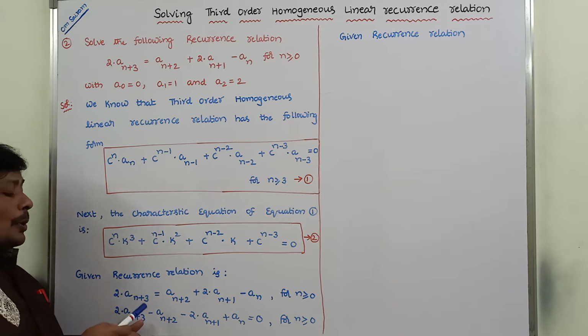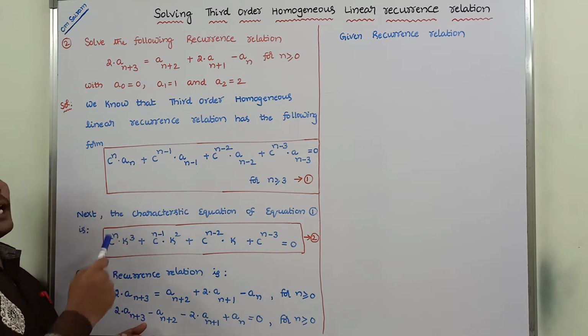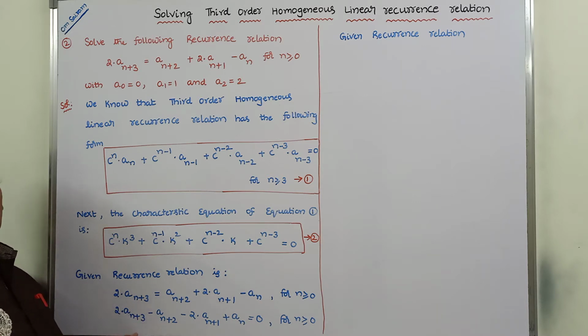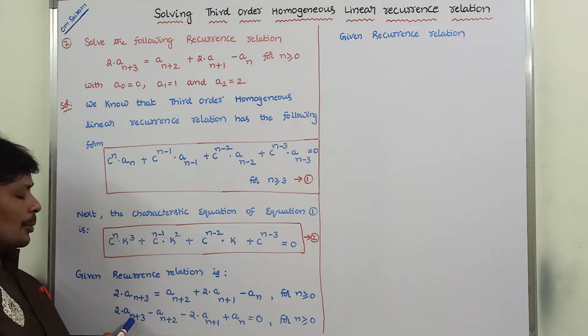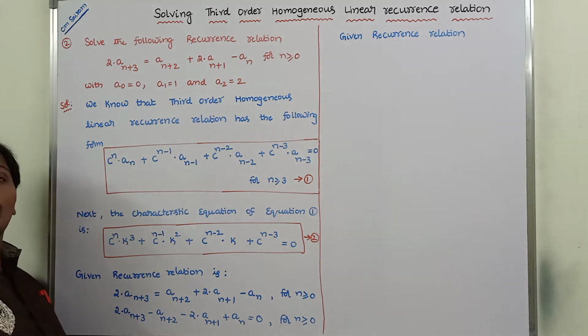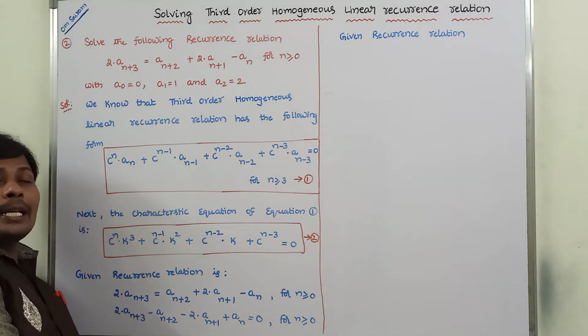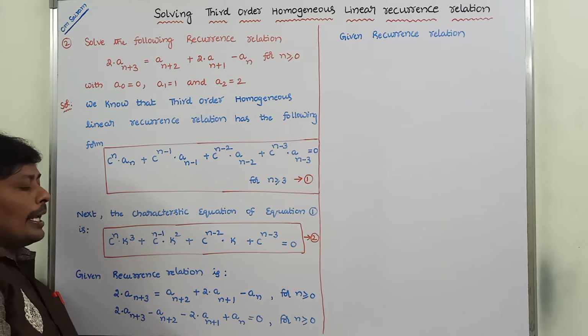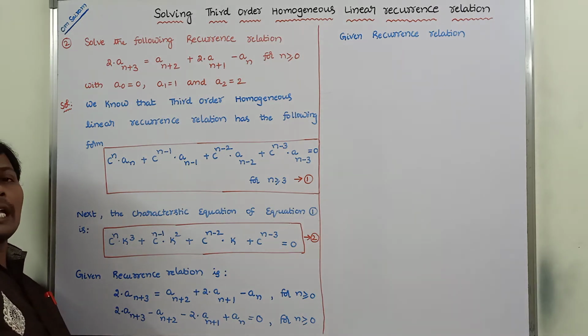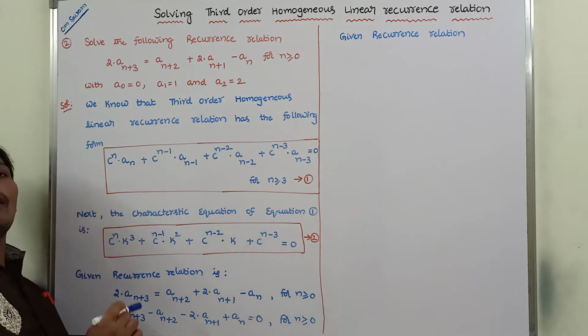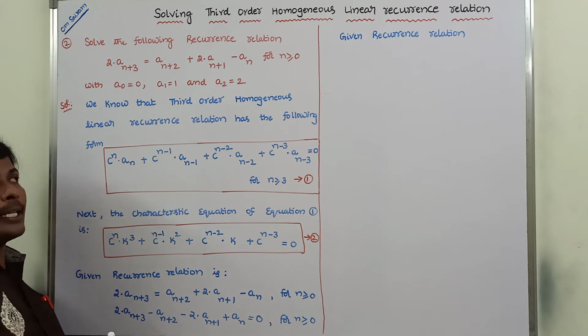So to convert this given recurrence relation into the general form of the third order linear homogeneous recurrence relation, first we have to substitute n is equal to n minus 3. After substituting n is equal to n minus 3 in this equation, we get the general form of the third order linear homogeneous recurrence relation.